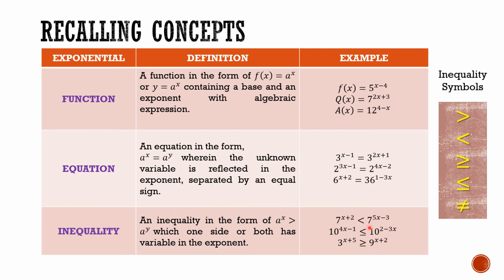So let's take a look at the following examples. We have here 7 raised to x plus 2 is less than 7 raised to 5x minus 3. So it has an inequality symbol in the middle, and both sides have an exponential expression. Same with the following examples that follow.